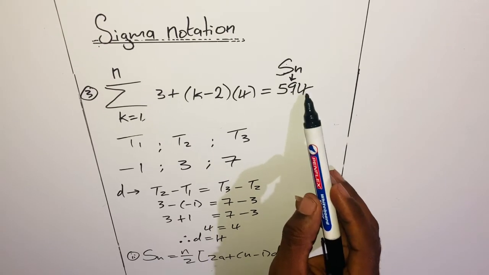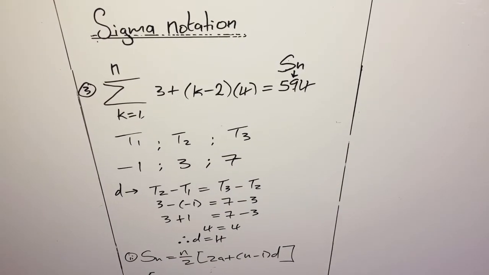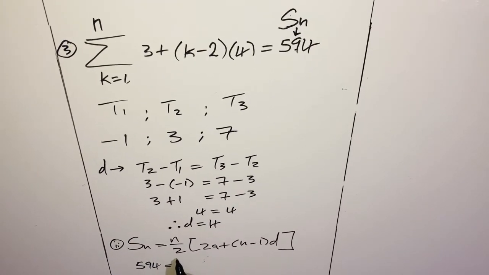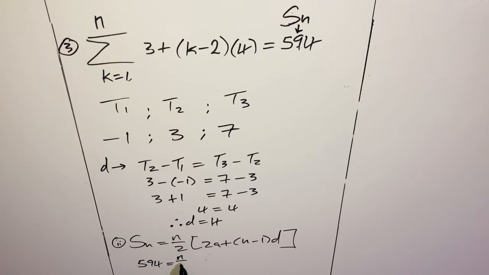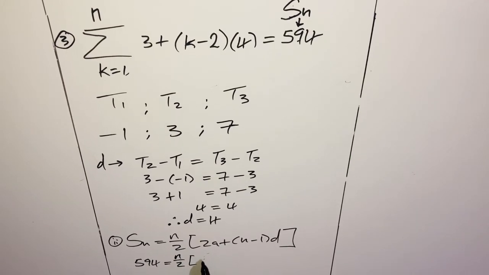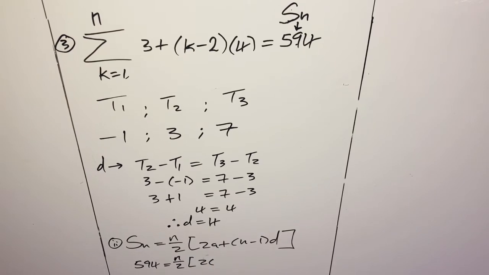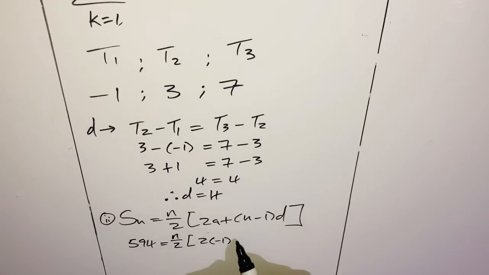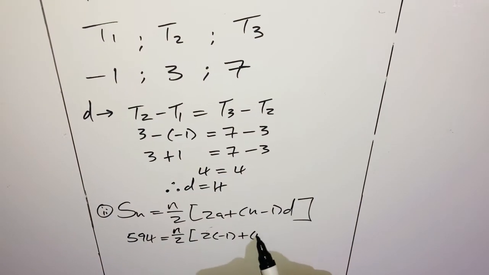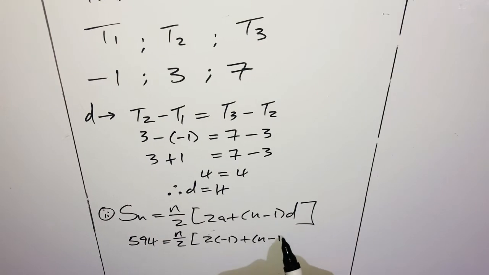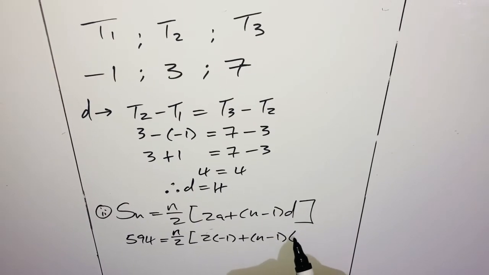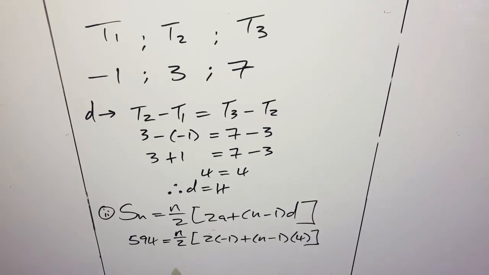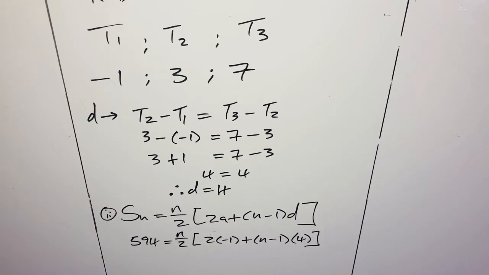Where there is Sn, I'll substitute 594, and this is our unknown n that we're looking for. This is 2 times our a, the first term, being a minus 1, plus our n, we are looking for that n, times our d, which is 4. From here, you'll then solve for n.